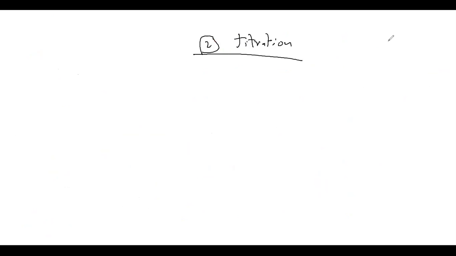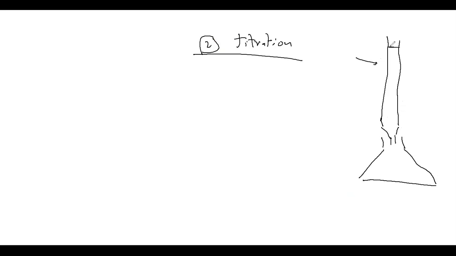Then, in the case of titration, you will find that we have a burette. We fill the burette with acid up to 0. Then we take a known volume of alkali, like 25 centimeter cubed, and add indicator.